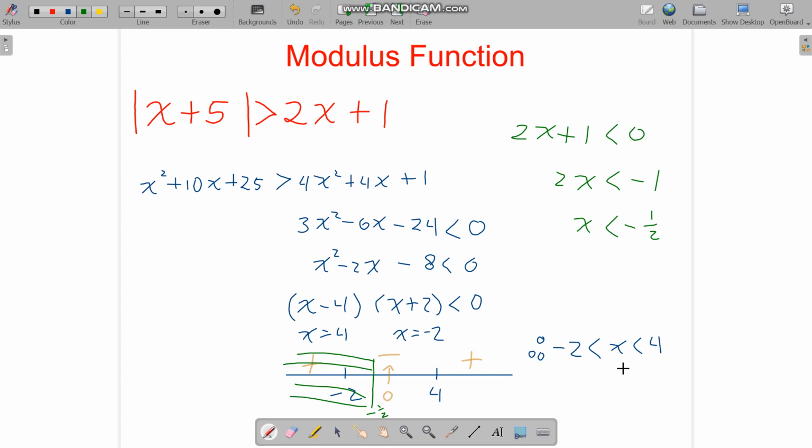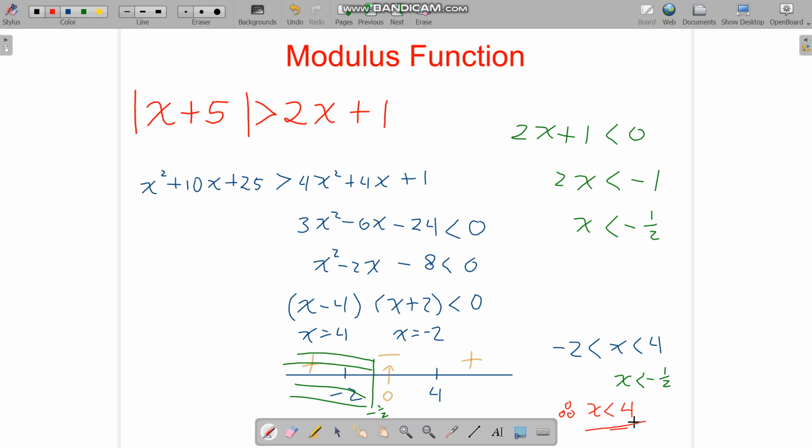So actually we have to combine this with another set of solutions. x is smaller than minus 1/2, and in total we use everything smaller than minus 1/2, but we also use between minus 2 and 4, which means the final answer is x is smaller than 4.